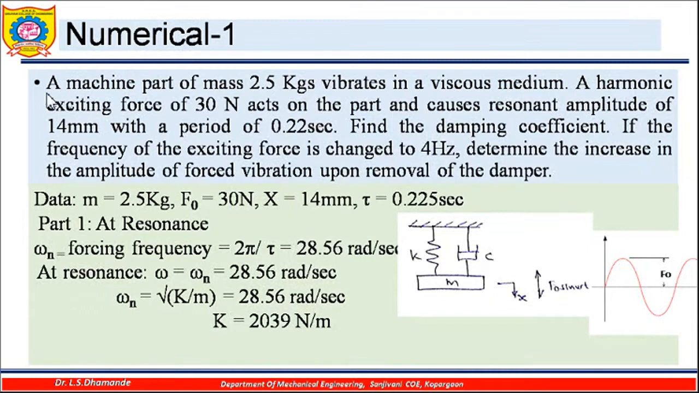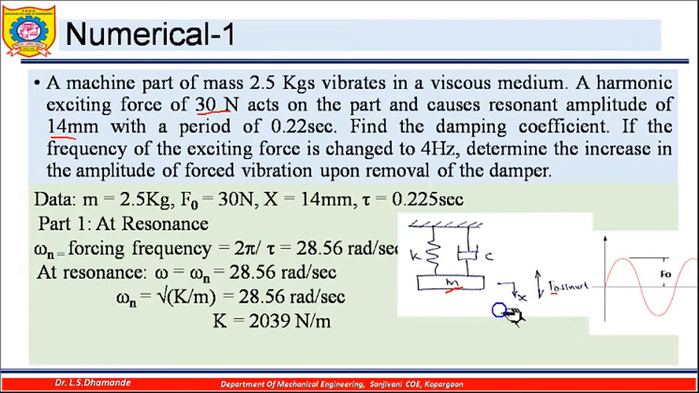So the example is given like this: a machine part of mass 2.5 kg. So 2.5 kg is the mass given for this particular problem. It vibrates in a viscous medium, and a harmonic exciting force of 30 Newton acts on this part. That means F0 value is 30 Newton. It causes a resonant amplitude of 14 mm.